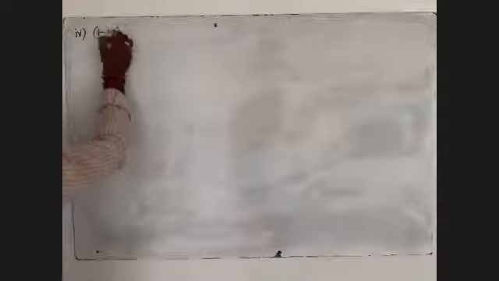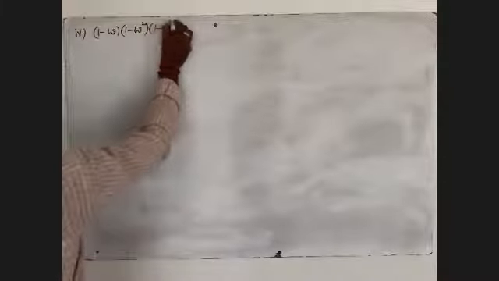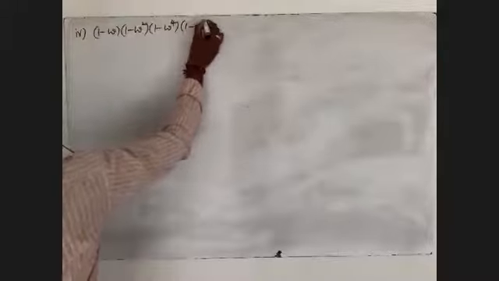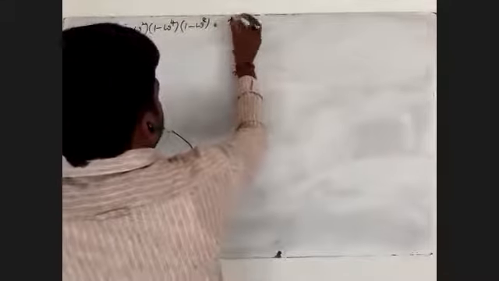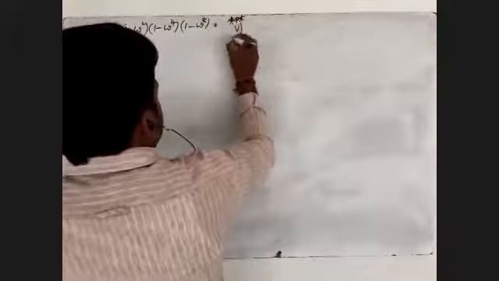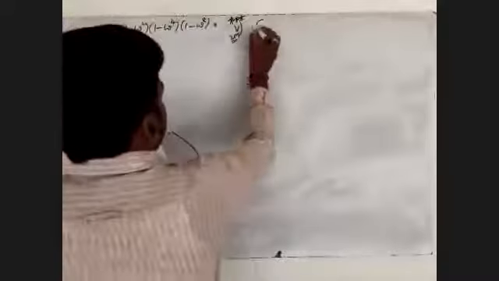Now I am going to the fourth one: 1 minus omega into 1 minus omega square into 1 minus omega power 4 into 1 minus omega power 8. After that, the fifth one. This is most important for 2 marks question from the public exam point of view.